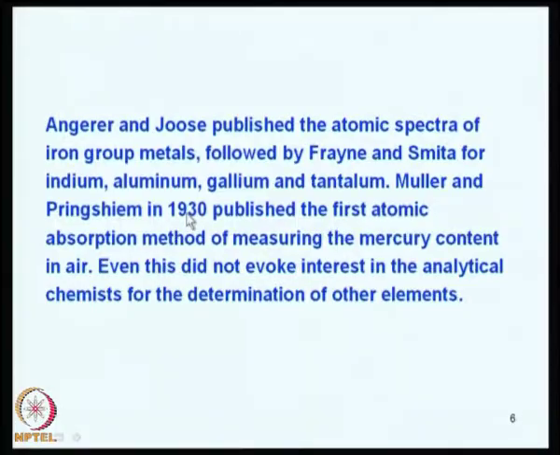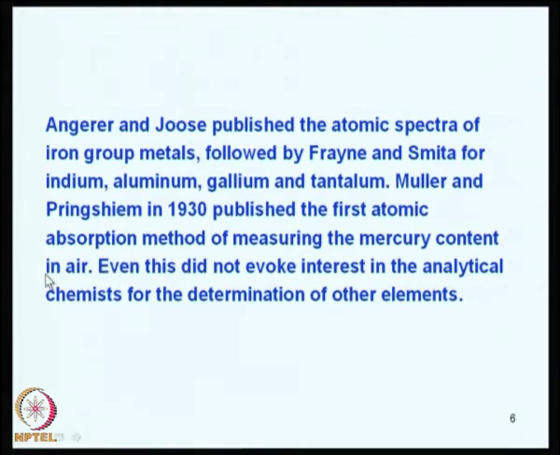So, a database. This was followed by, he did it for iron group metals, and then Frerichs and Smith published a similar database spectrum for indium, aluminum, gallium and tantalum. So, Müller and Pringsheim in 1930 published the first atomic absorption method of measuring the mercury content in air.